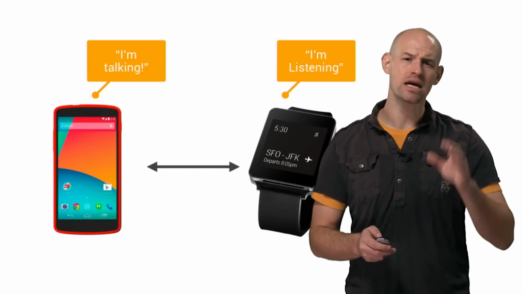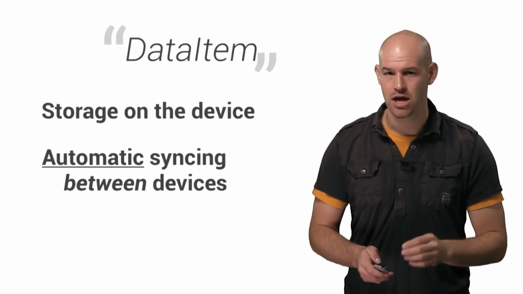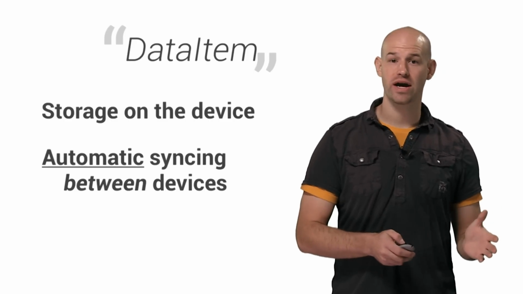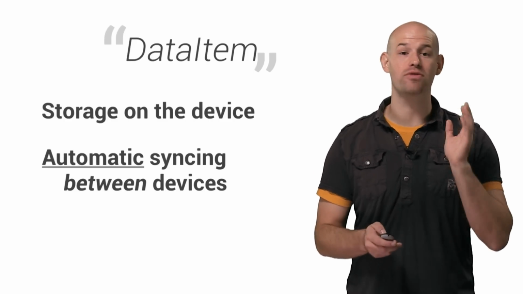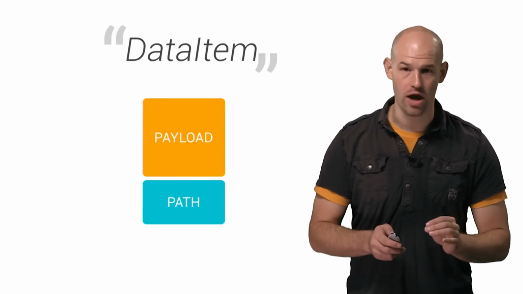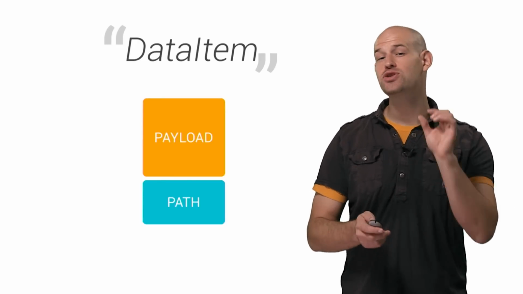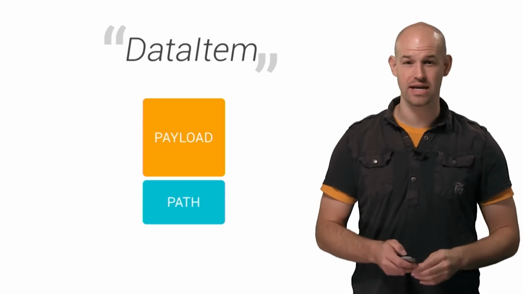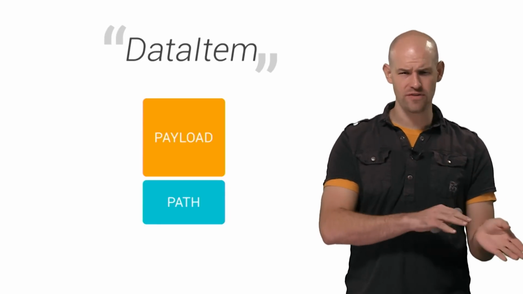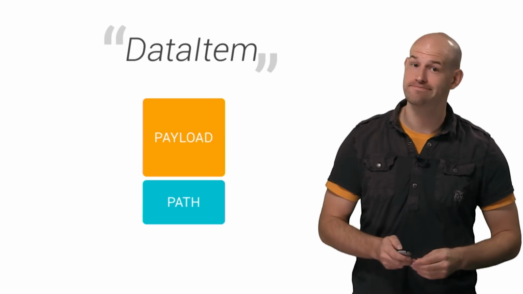The receiving device, in turn, listens for changes and provides a callback function to notify the app when something's been updated. The core object that's sent between the devices is known as data item, which effectively provides data storage on the device with automatic syncing between the handheld and the wearable. At its base, data item consists of a payload object, which will hold the actual data, as well as a path object that acts as a unique identifier string for this data item, which is important on the receiver side to know which particular piece of data has actually been updated.